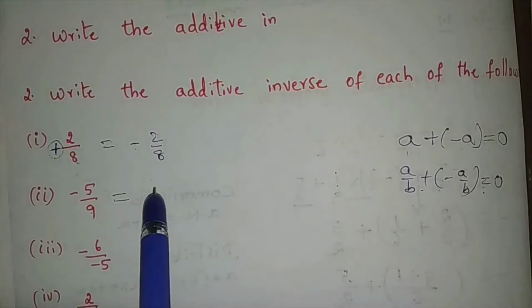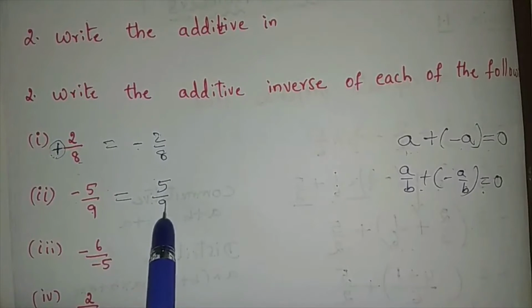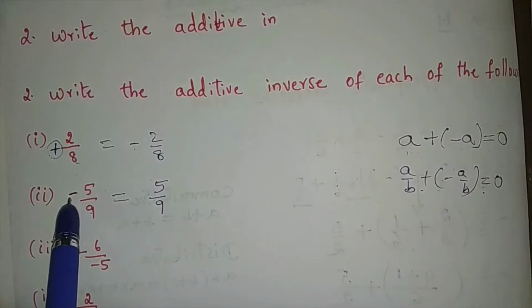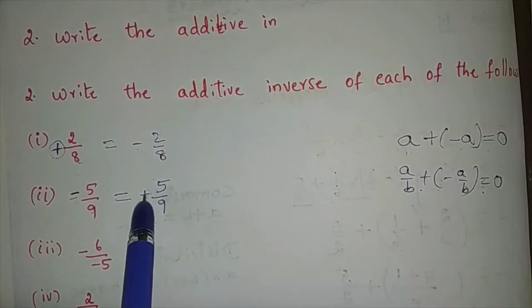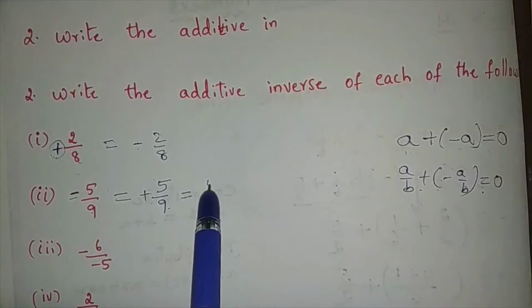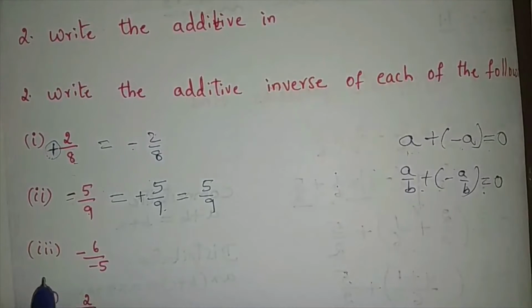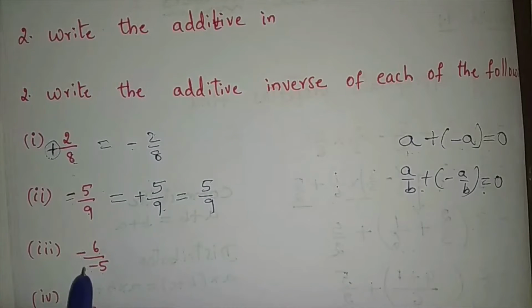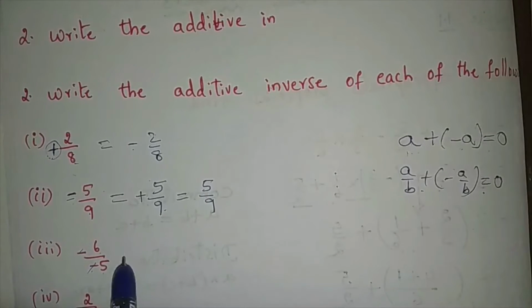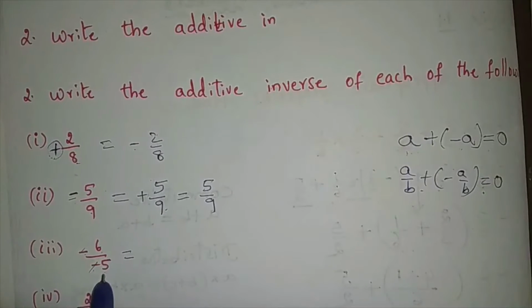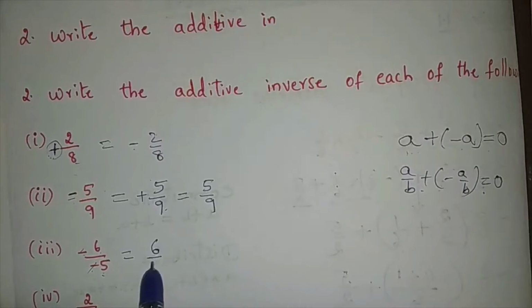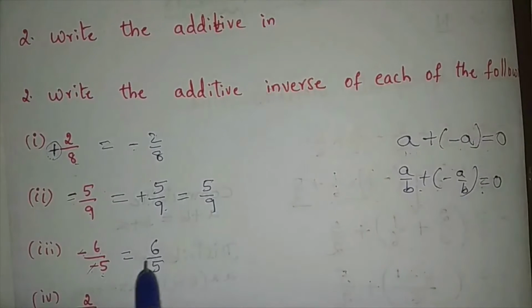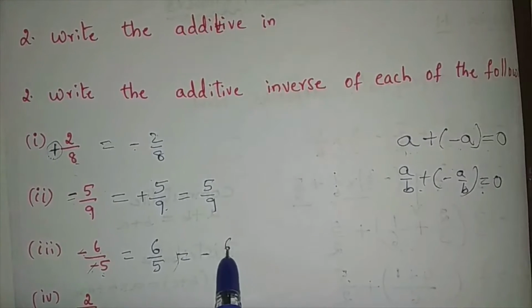Additive inverse of minus 5 by 9 is 5 by 9. Here in the given question it is minus, so in our answer it is plus. So it is plus 5 by 9 or simply 5 by 9. Third question is minus 6 divided by minus 5. If there is a negative sign in both numerator and denominator, we can cancel them out. So minus 6 divided by minus 5 is the same as 6 by 5. So the additive inverse of 6 by 5 is minus 6 by 5.